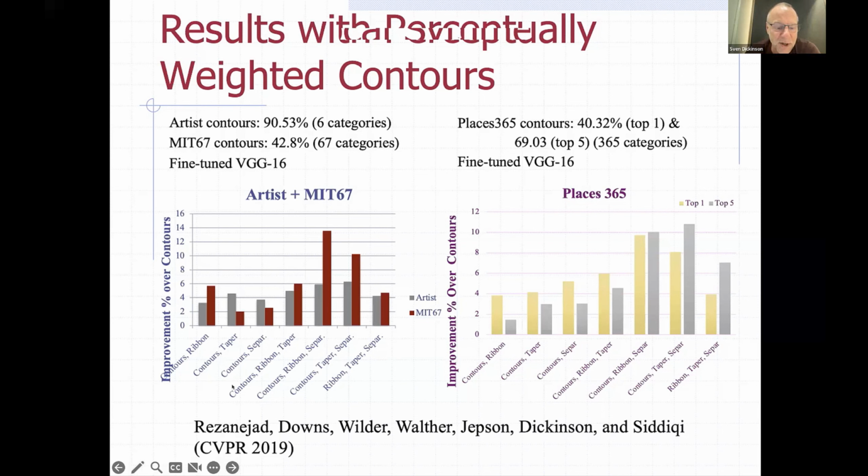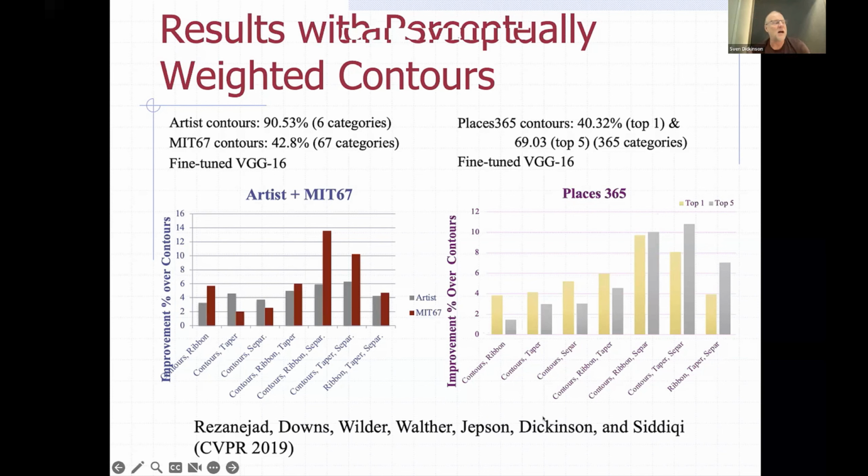As you can see here, we're starting to use contours plus two weighted versions, ribbon and taper, contours plus ribbon and separation, etc. And you see that when we add ribbon and separation here to the raw contours, we get almost a 14% improvement in scene categorization in the CNN. And we found the exact same thing for the Places 365 data set. This is again improvement over the baseline, and we saw somewhere between 10 to 12% improvement when we take the original contours and we add both a ribbon saliency measure as well as a separation saliency measure.